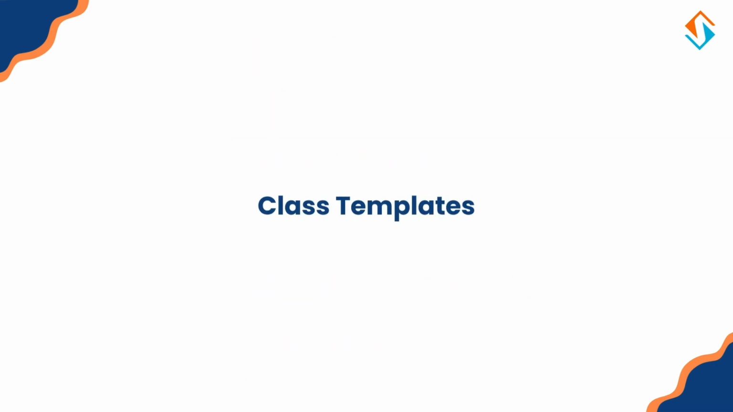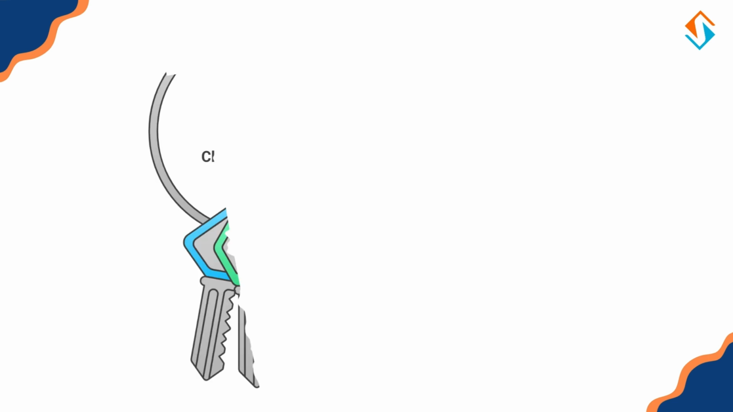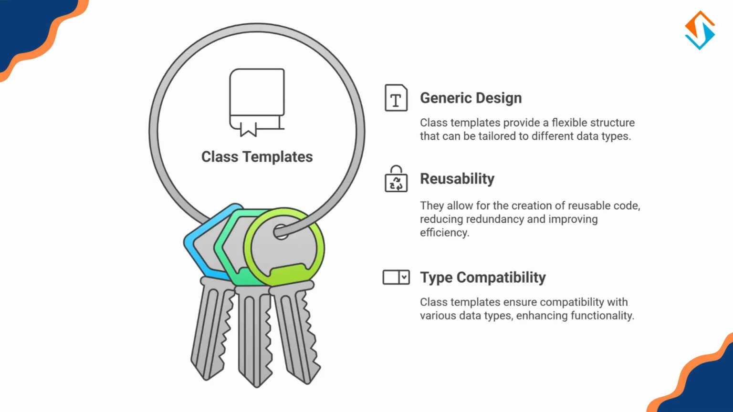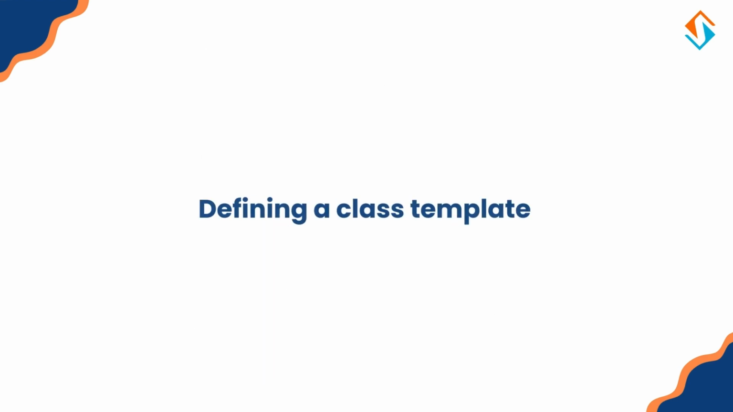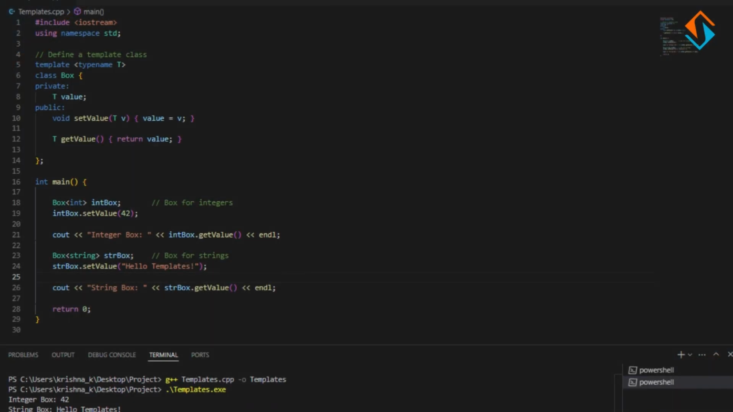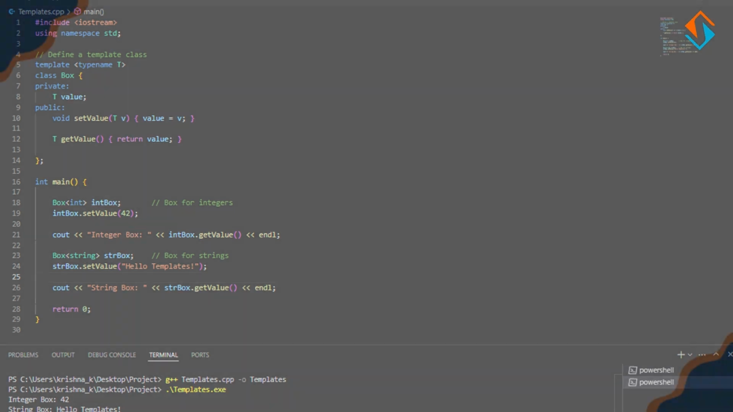Next up, class templates. Just like function templates, class templates allow you to design a single class that works with multiple data types. Here, we've created a single Box class that works with both integers and strings. Imagine how much code this saves compared to writing separate classes.